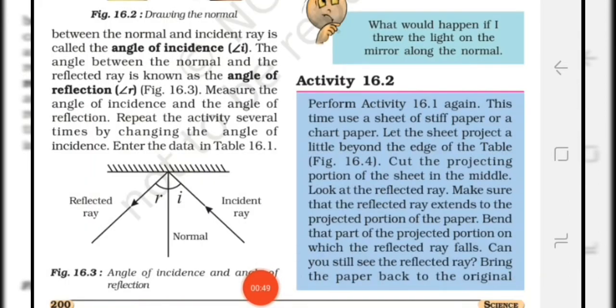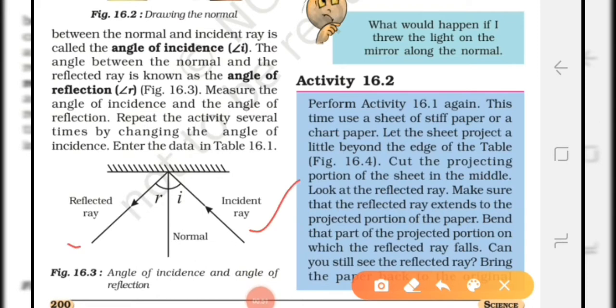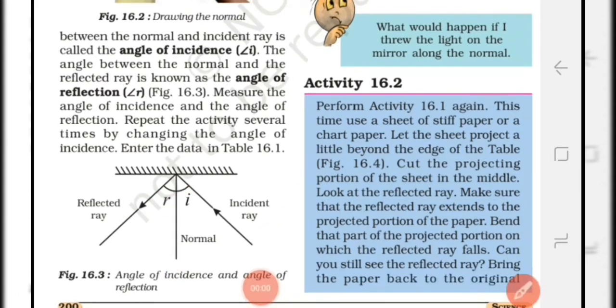Here it is the incident ray, reflected ray, and the normal. The angle between the incident ray and the normal is known as the angle of incidence. The angle between the normal and the reflected ray is known as the angle of reflection. Now you have to measure the angle of incidence and the angle of reflection. Then you will find that they are equal.